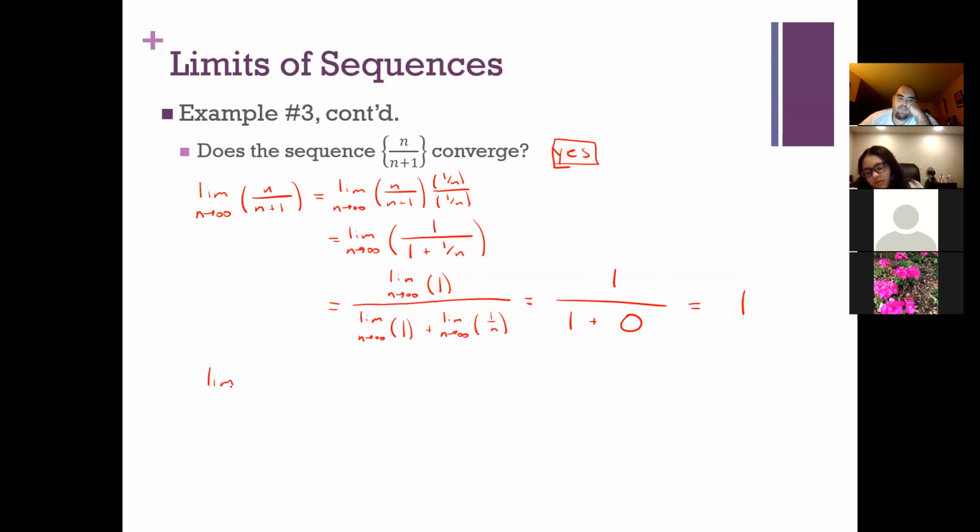Does it diverge? No, it converges because this limit is equal to 1, which is a finite real number. So that's a bulletproof way to prove that this sequence converges. I showed you what its limit was. But what does it converge to? It converges to 1.